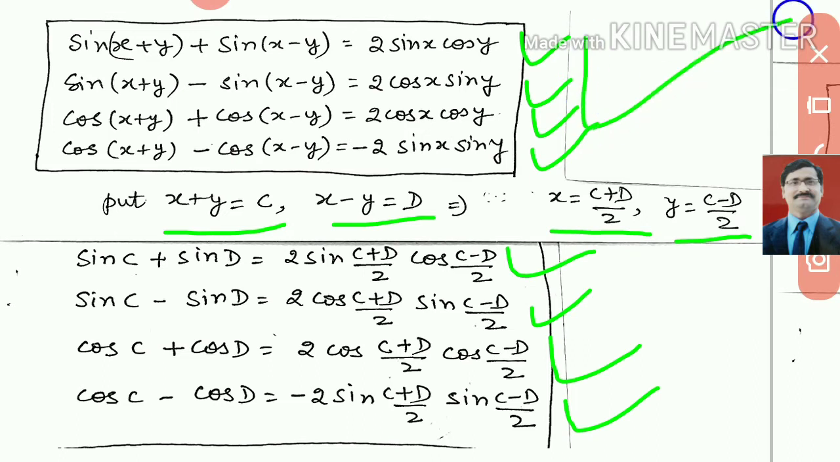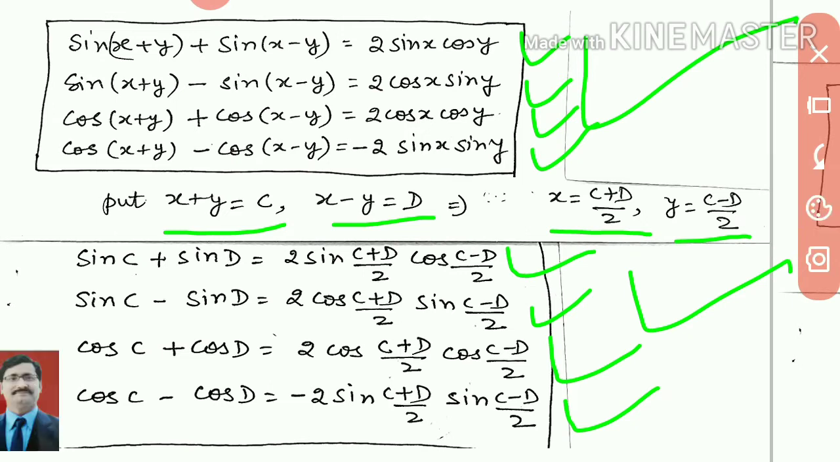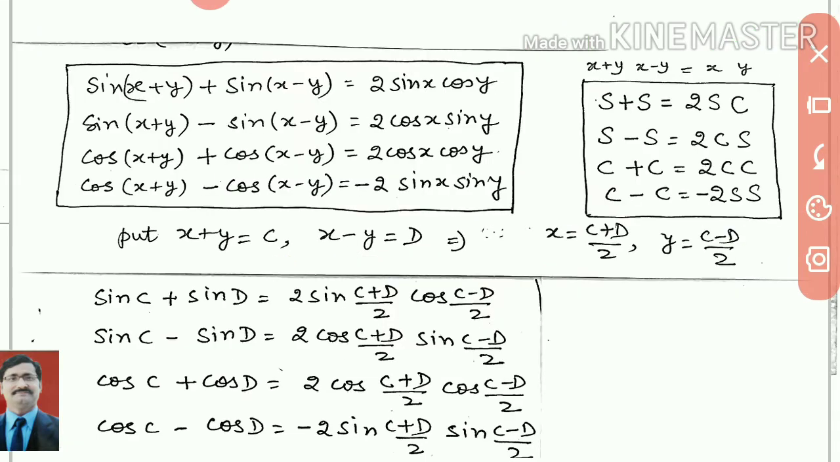So these formulae will be very, very important formulae. You have to learn a trick for this, a short trick, so that you can learn all these 8 formulas. Look here, the short trick is: s plus s is 2sc. This is the first formula. s minus s means 2cs, and c plus c means 2cc, and c minus c means minus 2ss.